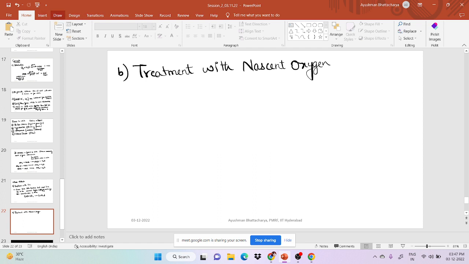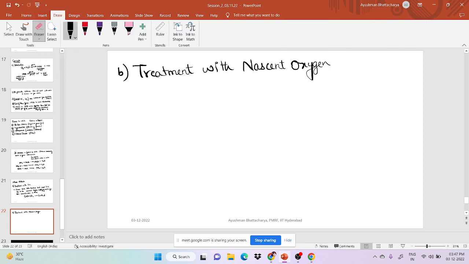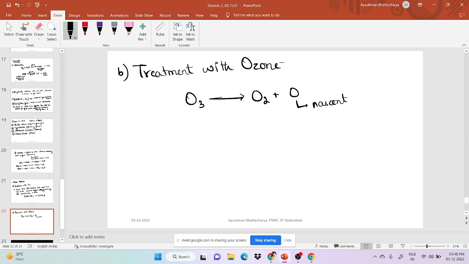Treatment with ozone. So basically, ozone will split into O2 and O, which is termed as nascent oxygen. Nascent oxygen is a powerful oxidizing agent and it removes organic matter as well as bacteria from the water.